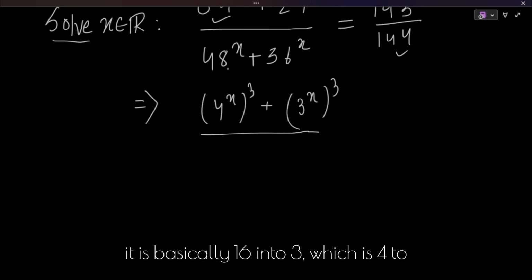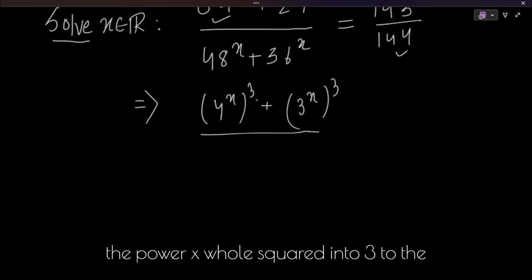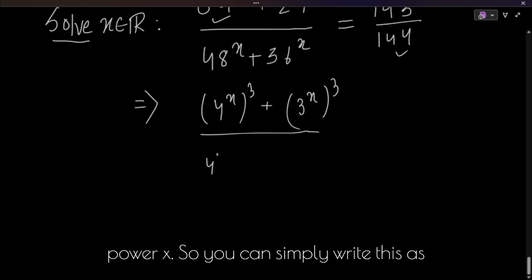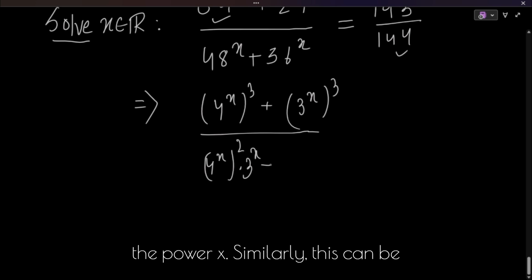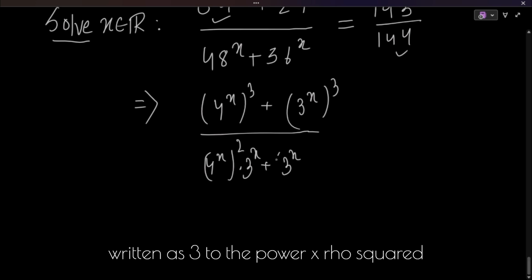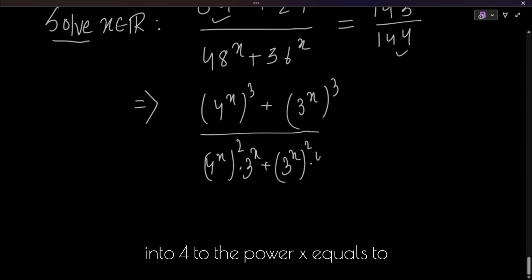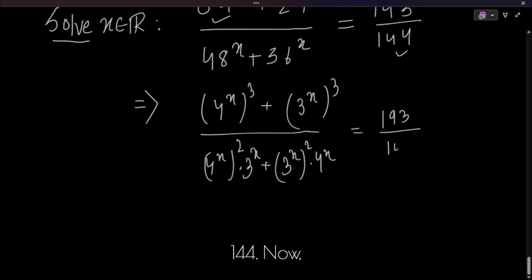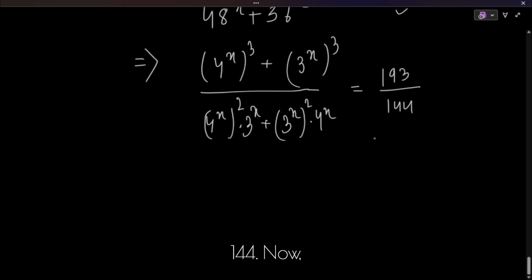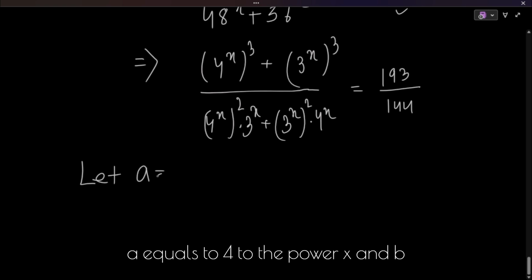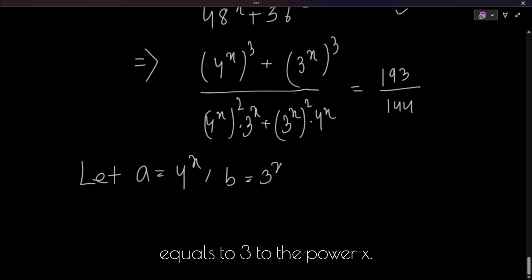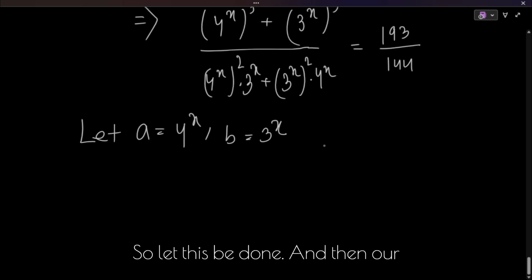So what is 48 to the power x? If you realize it is basically 16 into 3, which is 4 to the power x whole square into 3 to the power x, right? So you can simply write this as 4 to the power x whole square into 3 to the power x. Similarly, this can be written as 3 to the power x whole square into 4 to the power x equals 193 upon 144. Now, for the sake of simplification, let a equal 4 to the power x and b equal 3 to the power x. So let this be done.